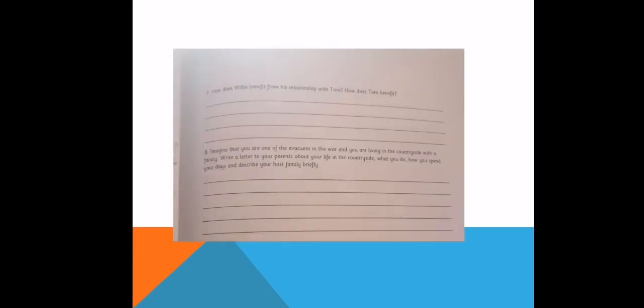Let's go ahead and look at question 7 now. How does Willie benefit from his relationship with Mr. Tom? Think about what his relationship was like with his mom, and now the household that he is in with Mr. Tom. And think about what Tom, the old man, might have benefited from having this young boy with him.